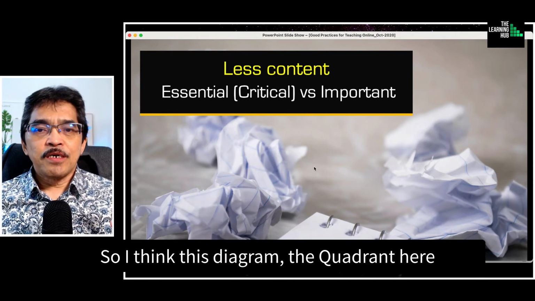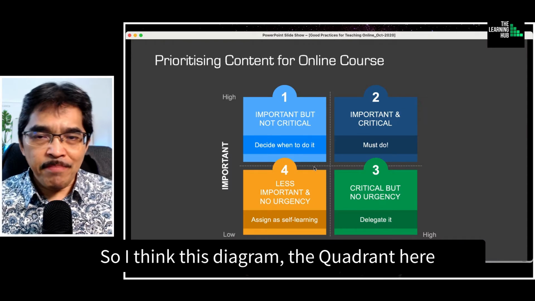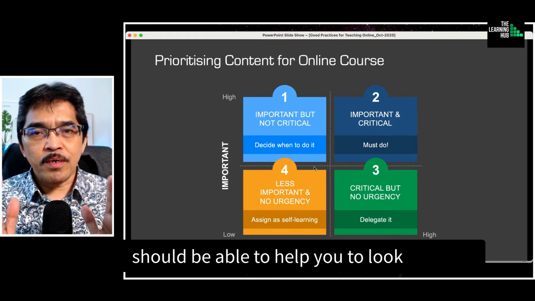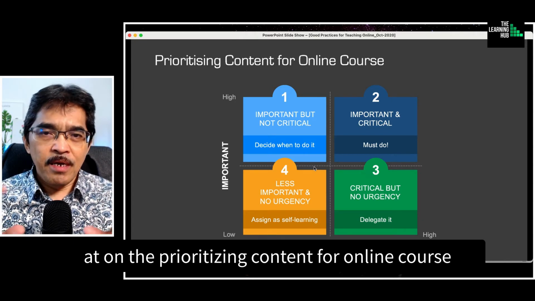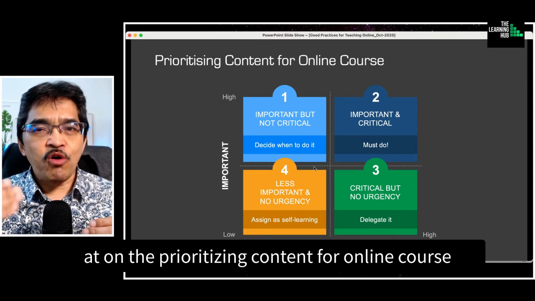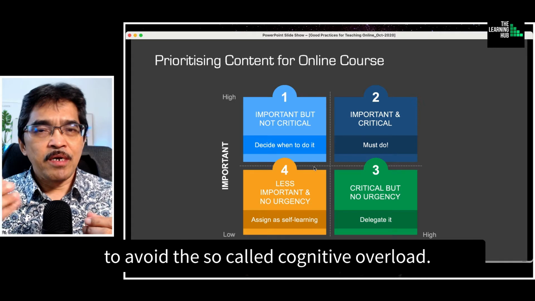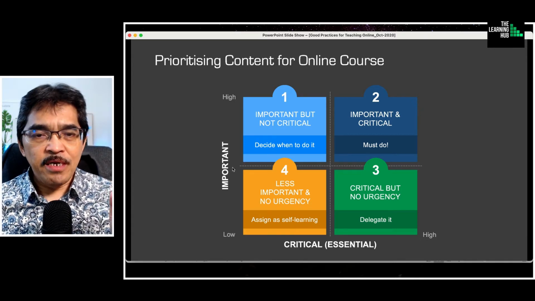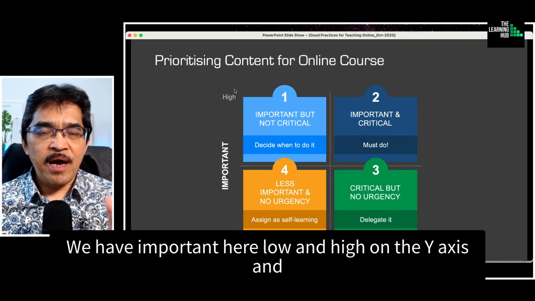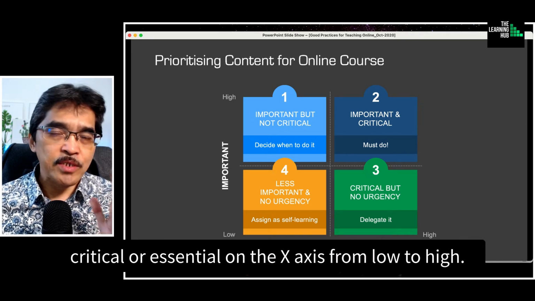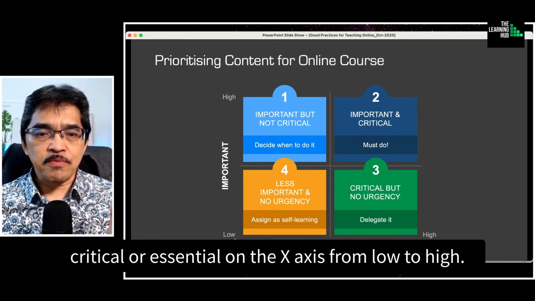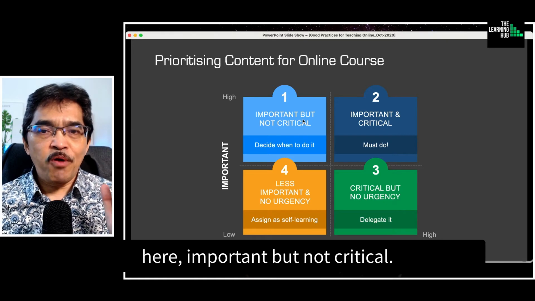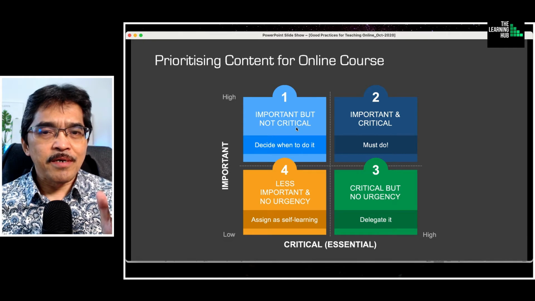Okay, so I think this diagram, the quadrant here, should be able to help you with prioritizing content for an online course to avoid the so-called cognitive overload. So let's look at this. We have important, low and high, on the y-axis, and critical or essential on the x-axis, from low to high. So in the first quadrant here, important but not critical.